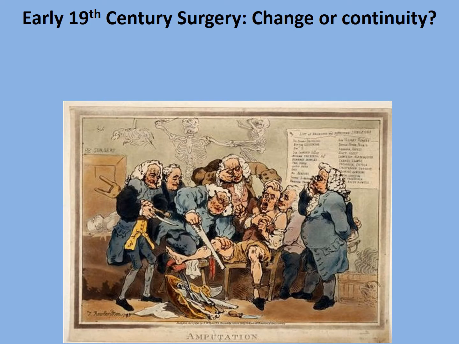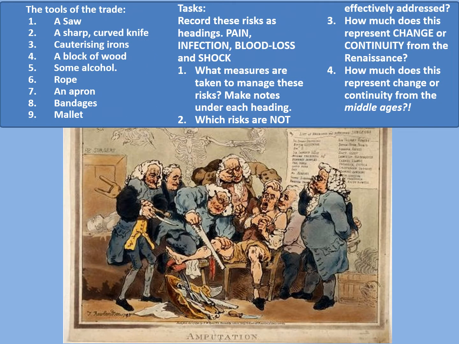This source is going to help demonstrate things to us. It appears to be a James Gillray cartoon or something of a similar style. I'm not absolutely sure, but it's that almost cartoonish and quite exaggerated style. Nevertheless, it's got some quite useful information for us and will help illustrate this particular procedure. So let's consider the tools of the trade: a saw, a sharp curved knife, cauterizing irons, a block of wood, some alcohol, rope, an apron, bandages, a mallet.